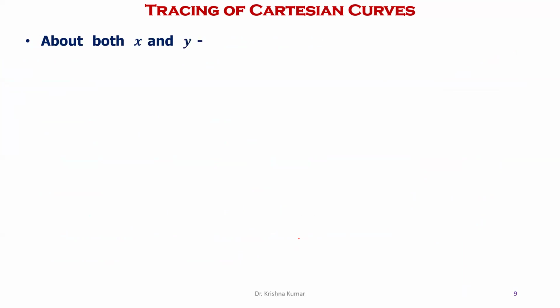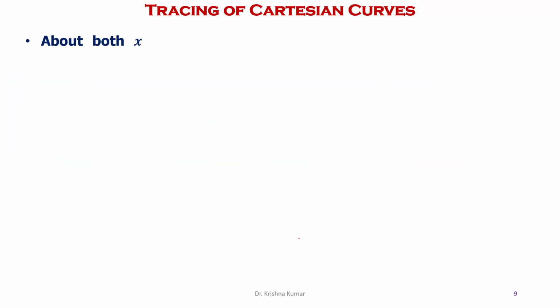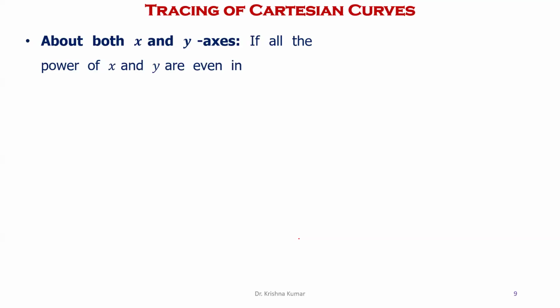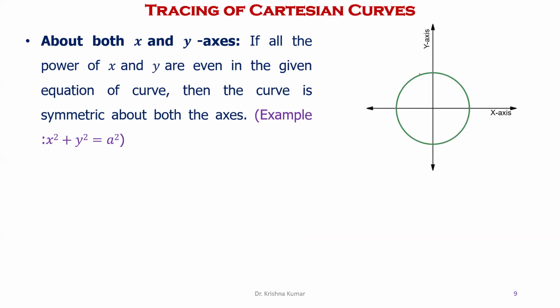About both x and y-axis. If all the powers of x and y are even in the given equation of the curve, then the curve is symmetric about both the axes. For example, x square plus y square is equal to a square. It is a circle. So just like here, it is symmetric about x-axis as well as it is symmetric about y-axis.